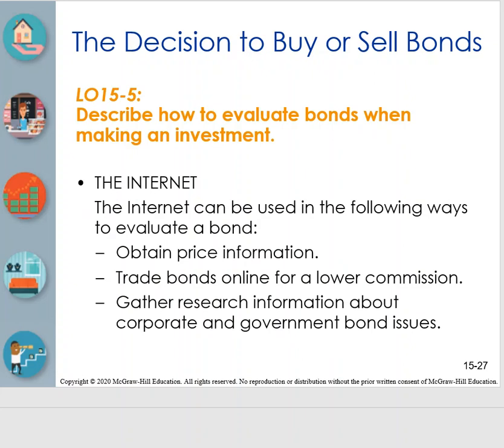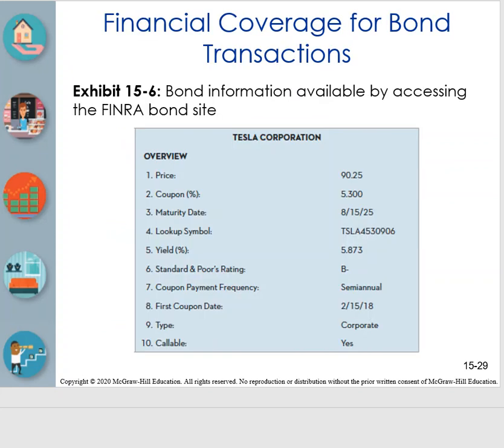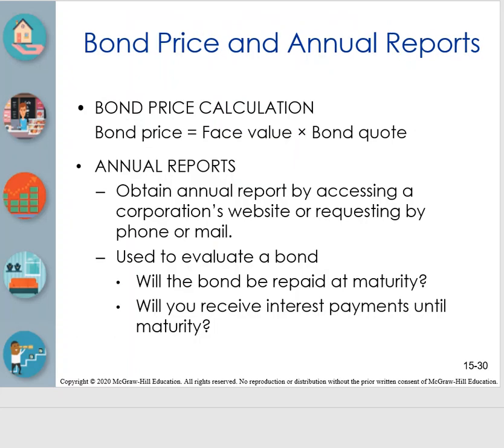So where do you go to get information to evaluate bonds before making an investment? Again, just like with stocks last chapter, there are plenty of internet sites that you can look at. Specifically, here are some that you can explore. They'll oftentimes give you the bond information. You can obtain annual reports just like with stocks. You can do that with bonds.